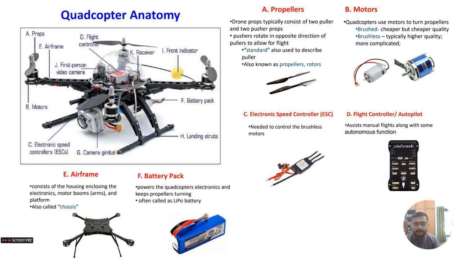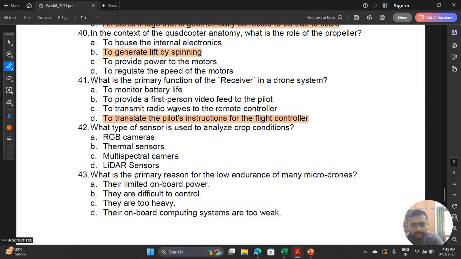Yes, sir. So then what is the answer? Option C is wrong. Why? Option A is wrong because it says transmit radio waves to the remote controller. We are not transmitting to the remote controller; we are transmitting to the flight controller. The remote control is with you, so the drone cannot communicate with you.